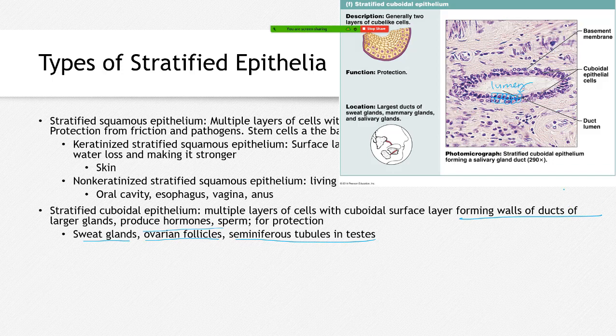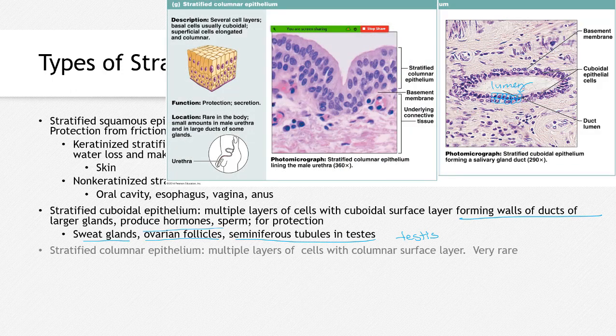By the way, just to let you know, testes is plural, testis is singular. Alright, this next one you don't need to know, and that's why it's grayed out. If you have trouble seeing the grayed out, it's optional. You don't even need to know it, but if you have trouble seeing it, I do have the darkened version of it if you want it, so let me know.